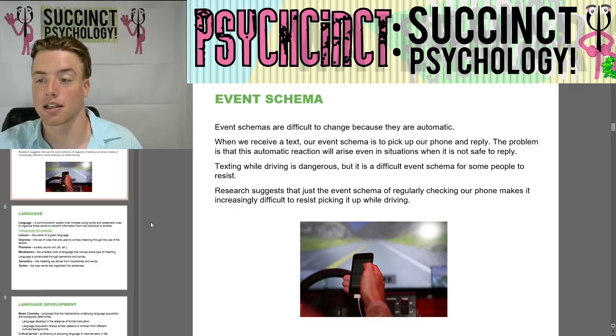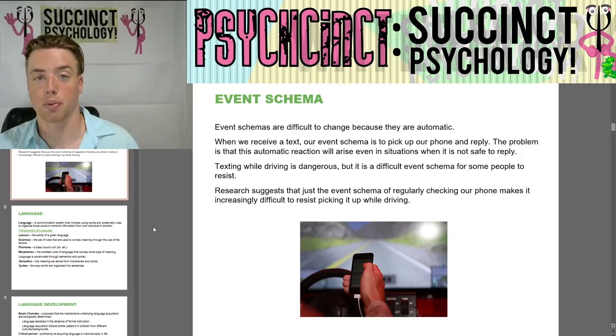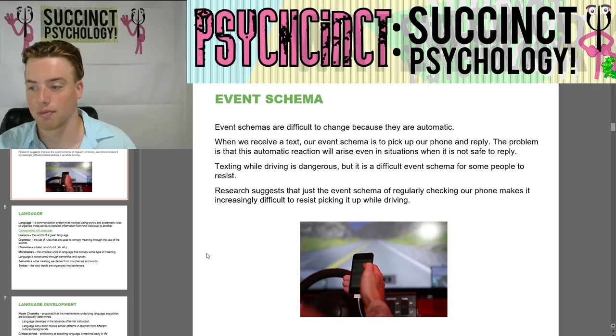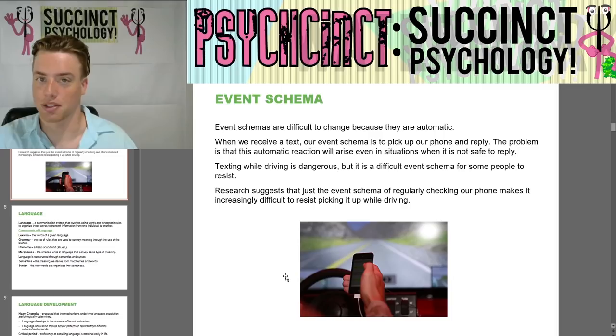Event schemas are difficult to change because they're automatic. When we receive a text, our event schema is to pick up our phone and reply. The problem is that this automatic reaction will arise even in situations when it is not safe to reply. Texting while driving is dangerous, but it is a difficult event schema for some people to resist. Research suggests that just the event schema of regularly checking our phone makes it increasingly difficult to resist picking it up while driving. A better explanation for event schemas, how they're difficult to change, is that they just become automatic. I have friends who will automatically get a text while they're driving, even though it's against the law, you could get in a wreck, something bad could happen. They'll still hear the phone buzz and be on their phone while driving, because it's an automatic response and so hard to resist.